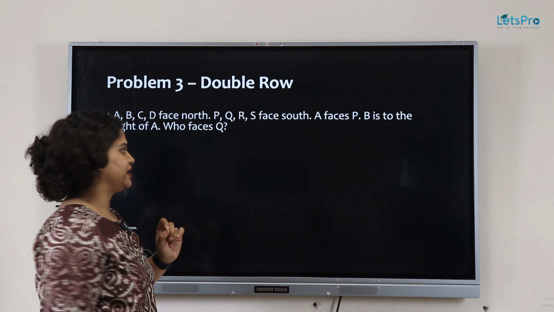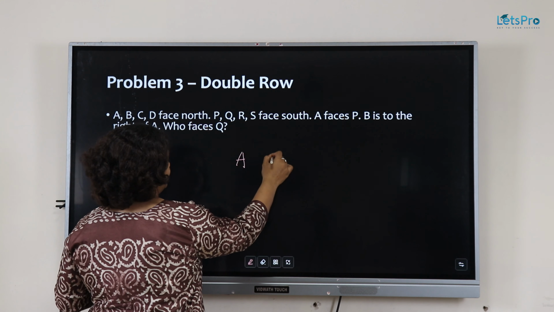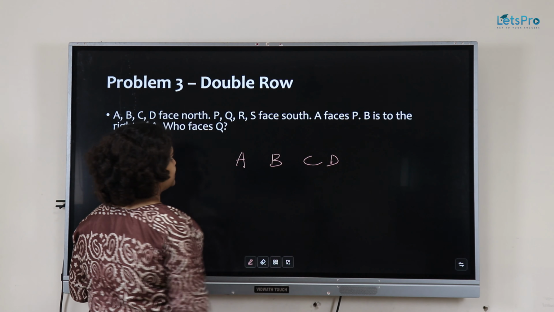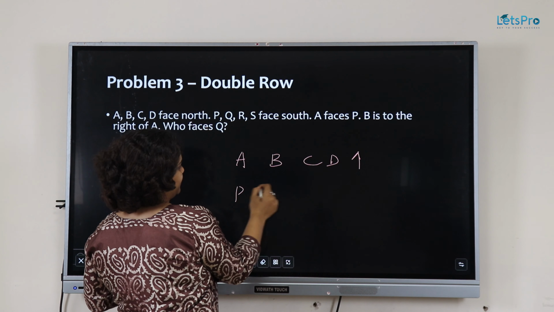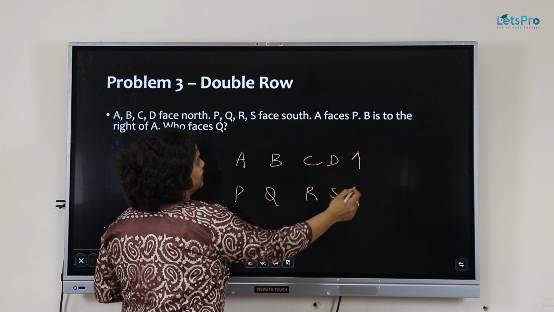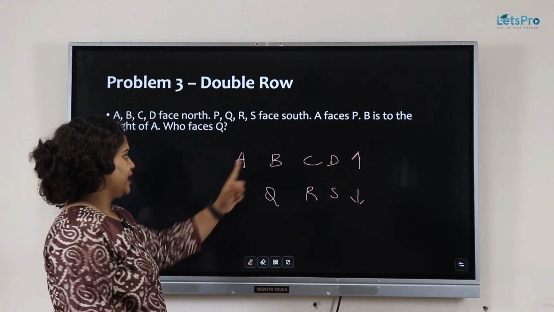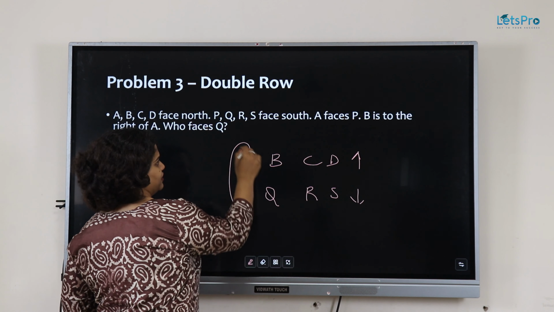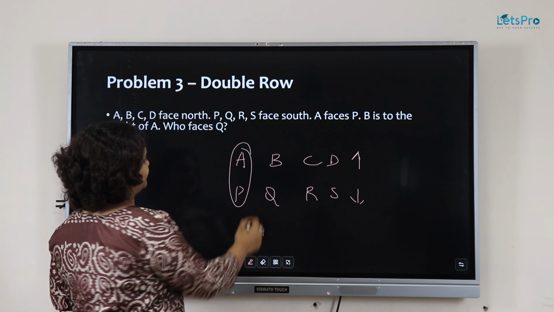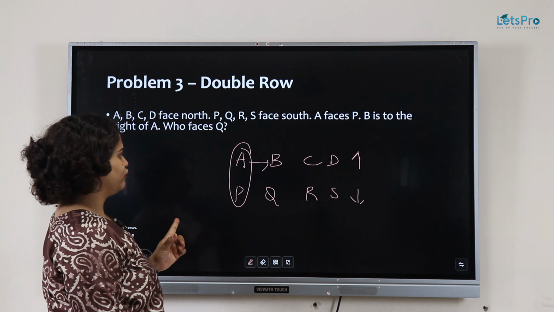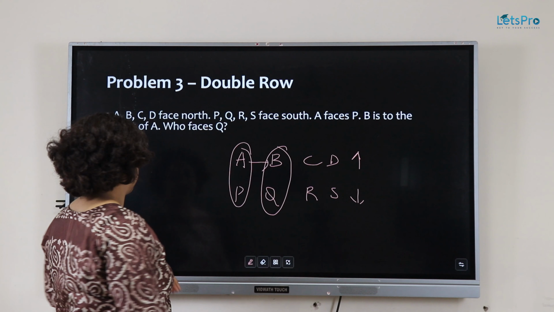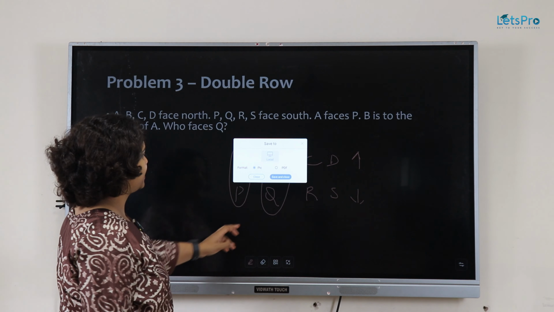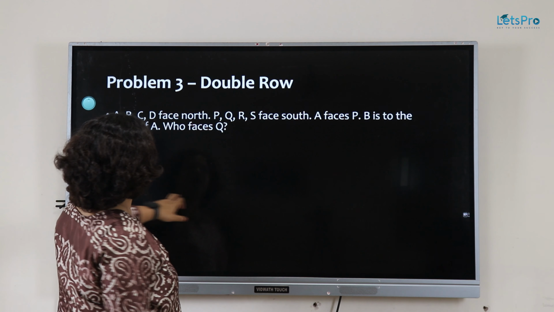A, B, C, D face north. So we have A, B, C and D facing north. I'll just write it as this, right? P, Q, R and S are facing south. A faces P, which is given. B is to the right of A, which is also there. Who faces Q? Don't you think it is nothing but B? Right? As simple as that. Let's quickly get into the next part.